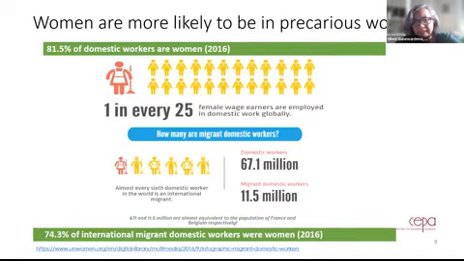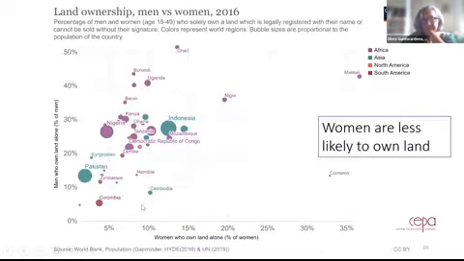Then women are more likely to be in precarious jobs. So 81% of domestic workers are women, and 1 in every 25 female wage earners are employed in domestic work globally. And 74.3% of migrant workers were women. And almost every 6th domestic worker in the world is an international migrant. So we see some level of precarity there as well.